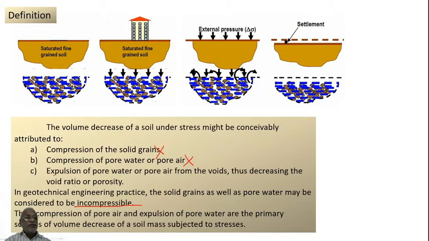Now it is only because of expulsion of pore water there will be compression, or this settlement is only because of expulsion of water. So thus compression of pore air and expulsion of pore water are the primary sources of volume decrease of soil mass subjected to stresses. Now again, air we are not considering because we are considering saturated soil. So overall, the settlement or decreasing volume is because of only expulsion of water.